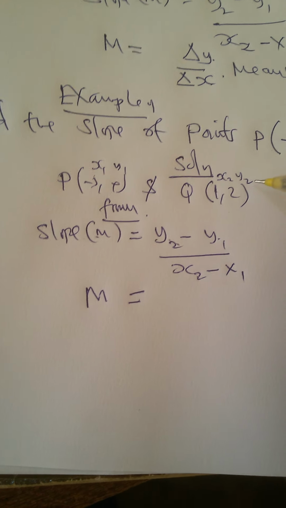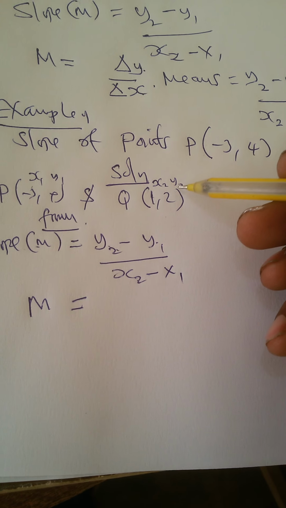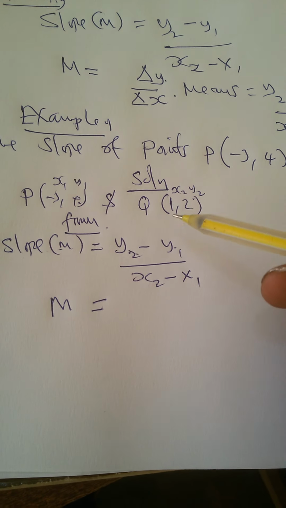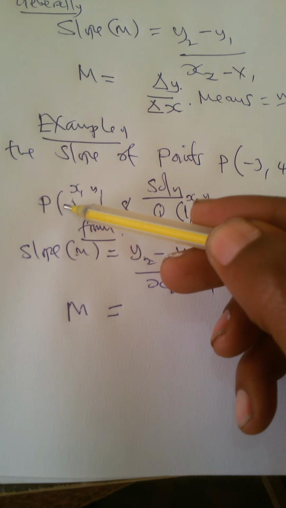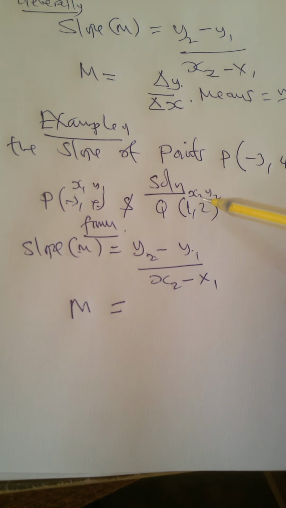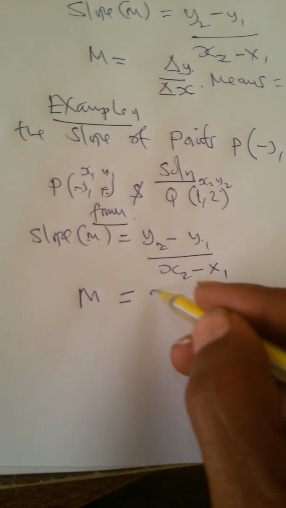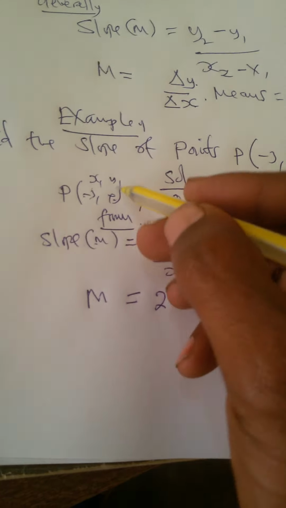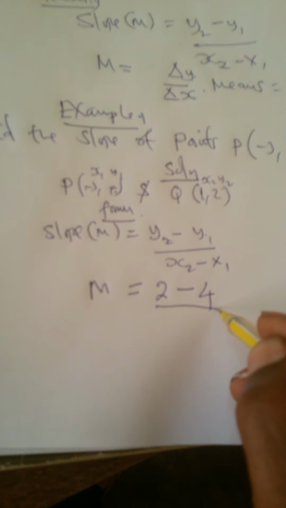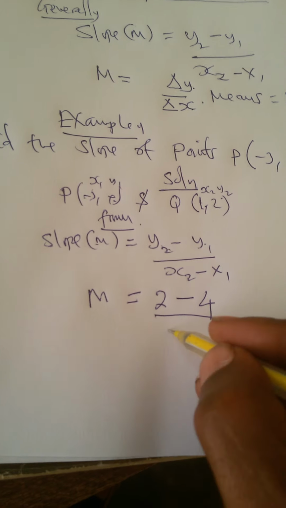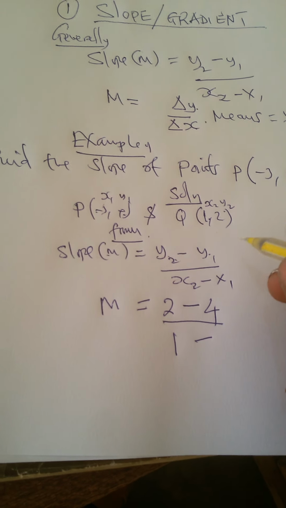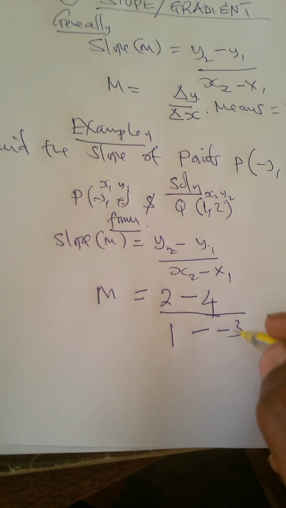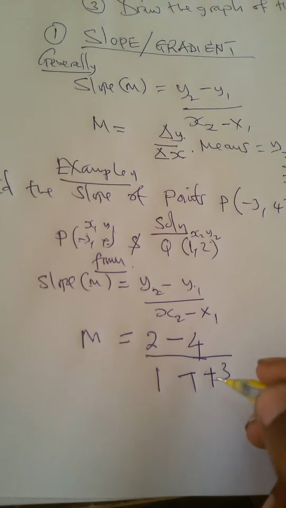So y2 here, as you see, is this one, 2, and y1 is 4, then x2 is 1, x1 is negative 3. So y2 is positive 2. You take positive 2 here instead of y2, and then minus y1, which is positive 4. Then over x2, which is positive 1, you take 1, then minus x1, which is negative 3. So negative and negative become positive.